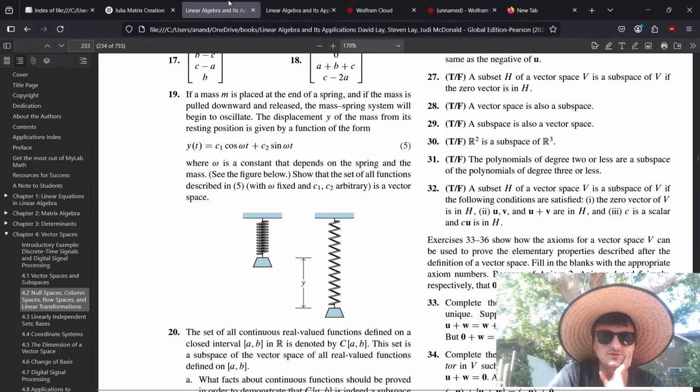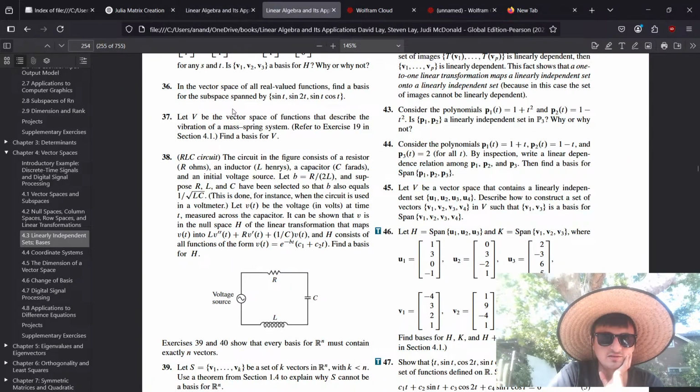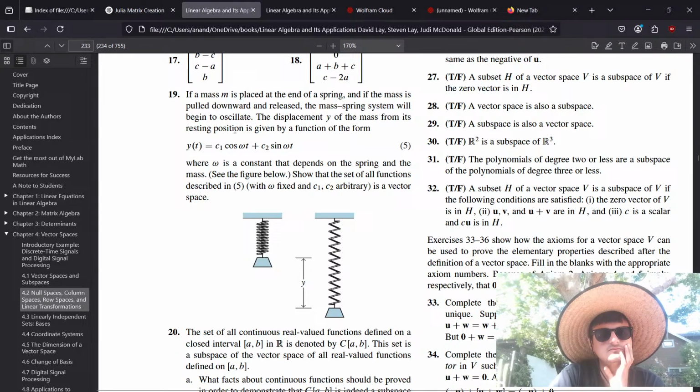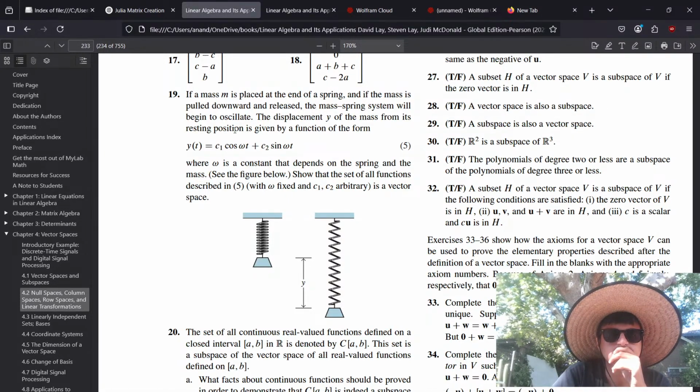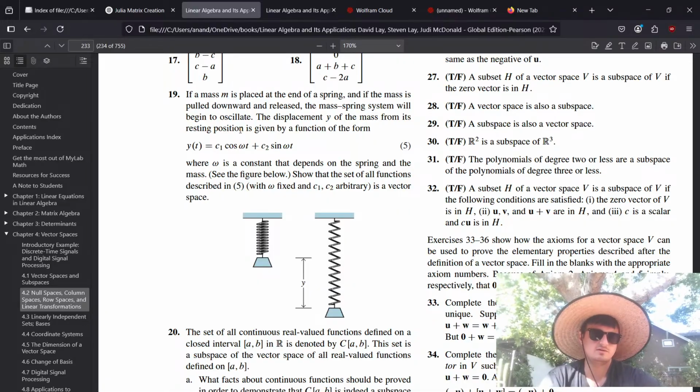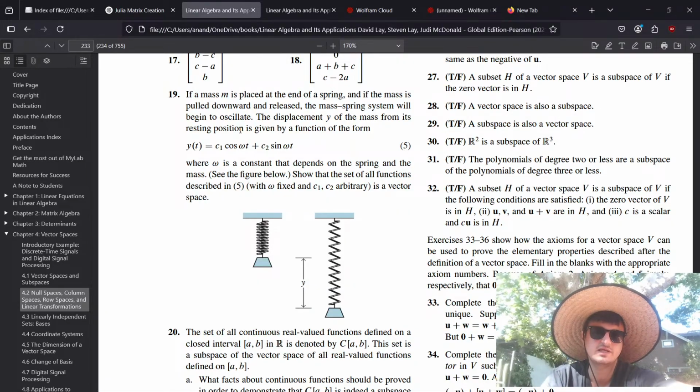Okay. So what is it saying? It's saying find a basis for the vector space of functions that describe the vibration of a mass spring system. Okay, so we need a linearly independent set. Okay, so just recognize that this is a linear combination, right?